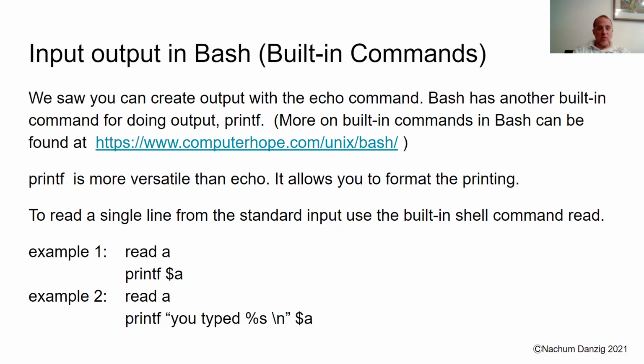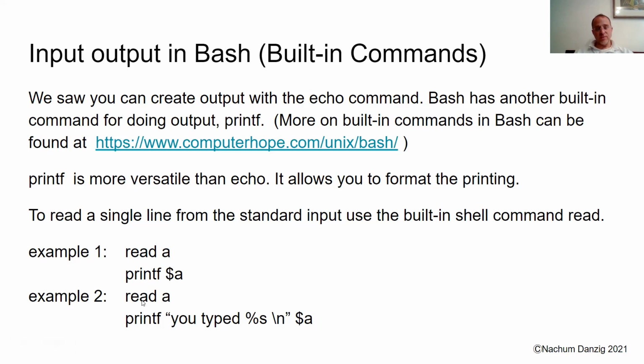Now, I'm also going to show you how to read a line, so C in and C out, input and output. To read a single line from the standard input, use the built-in shell command called read. So you have read A, which means it's going to wait for somebody to type something. Whatever they type will go in a variable called A. And then print $A. It'll print it.